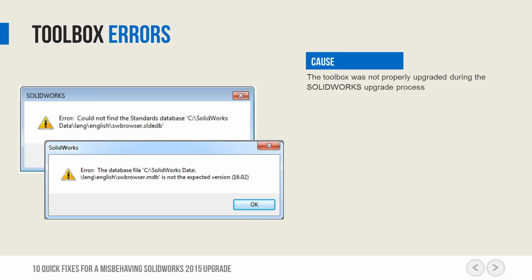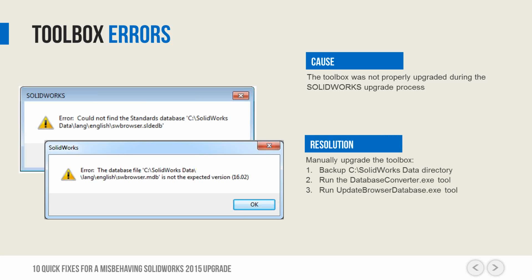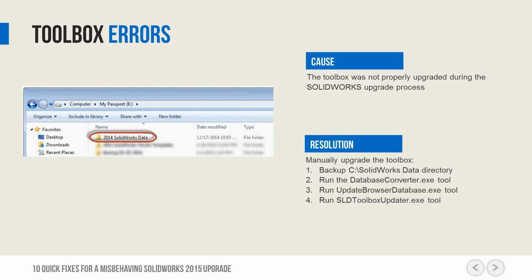So when we find these errors, typically what we do is manually upgrade the toolbox by performing these steps. First, we'll back up the SolidWorks data directory. That's where the toolbox is located. Then we'll run the database converter tool if it needed to be converted. We can run the update browser database exe tool, and then we can also run the SLD toolbox updater tool.